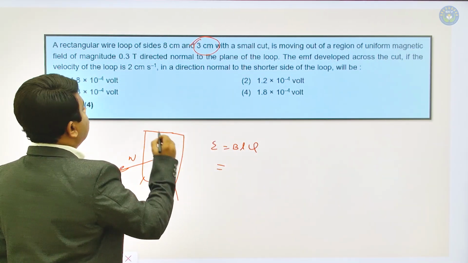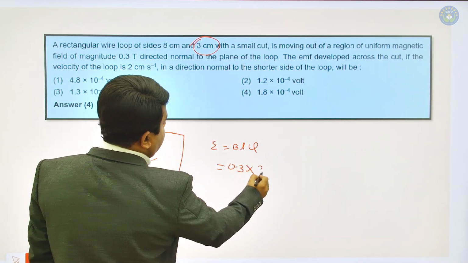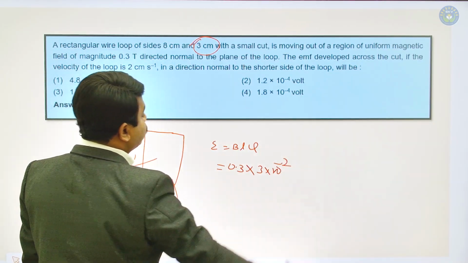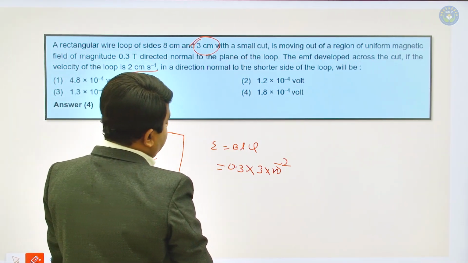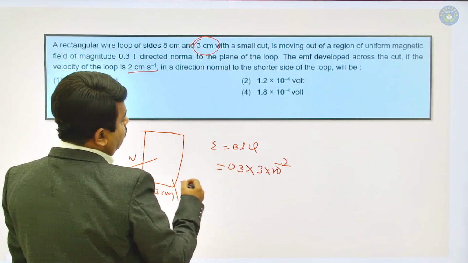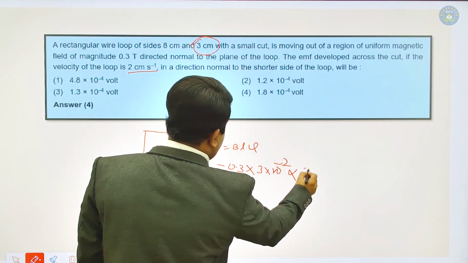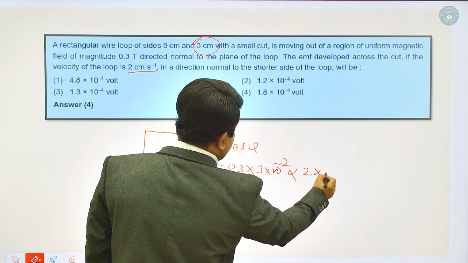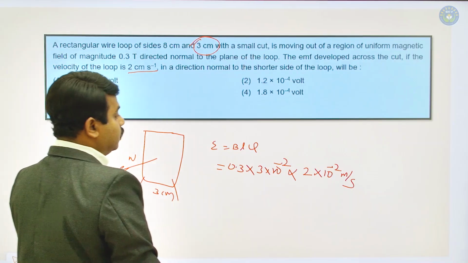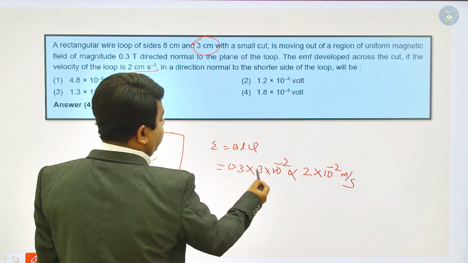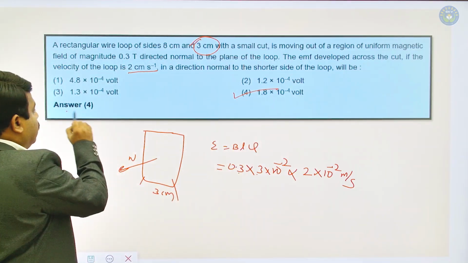B is already given, that is 0.3, and the shorter side means 3 centimeter, that is 3 into 10 raised to minus 2, and the velocity they have given is 2 centimeter per second, right? So you can convert it into 2 meter per second, that is 2 into 10 raised to minus 2 meter per second, right? So 9 into 2 is 18, then 1.8 only, option 4 is correct, right?